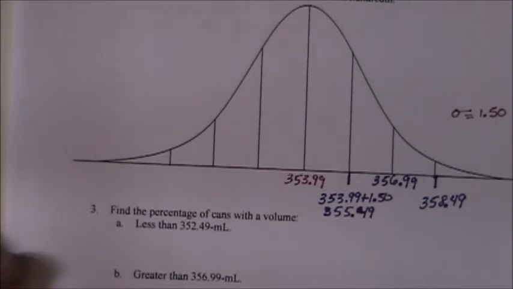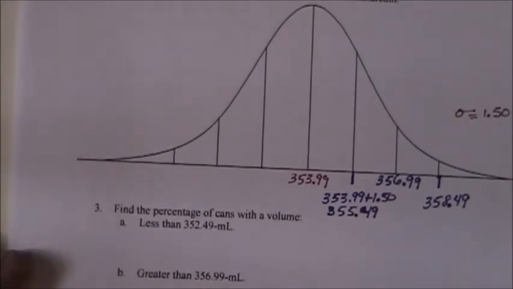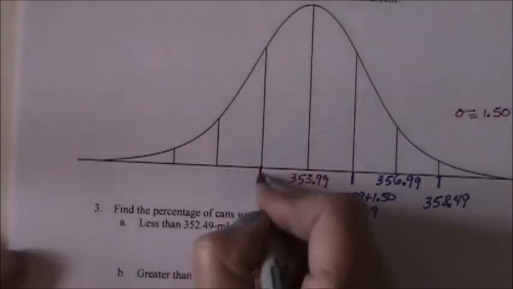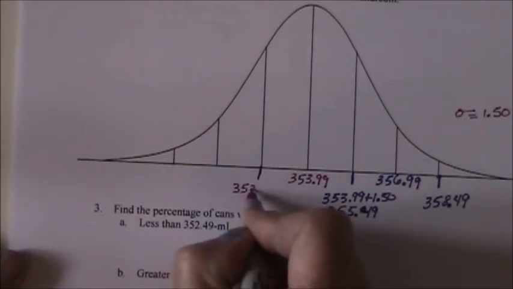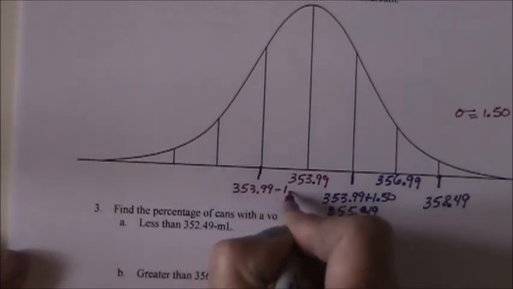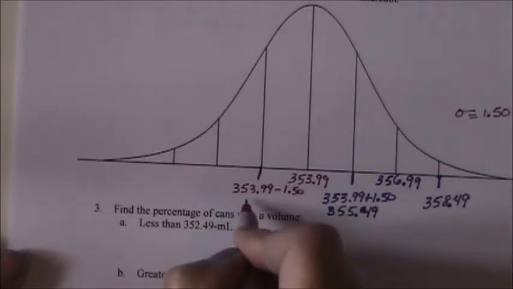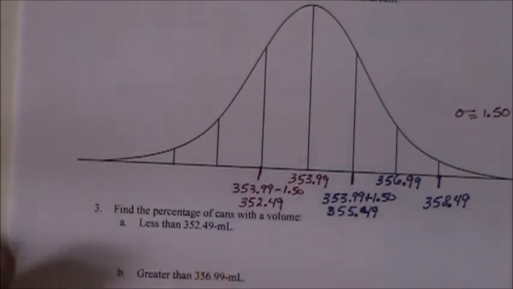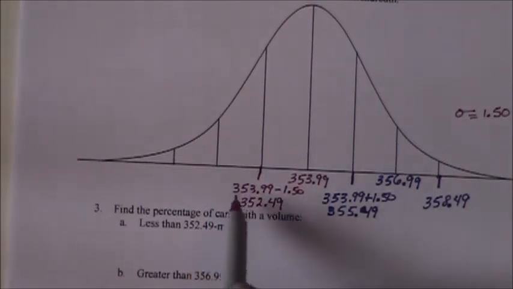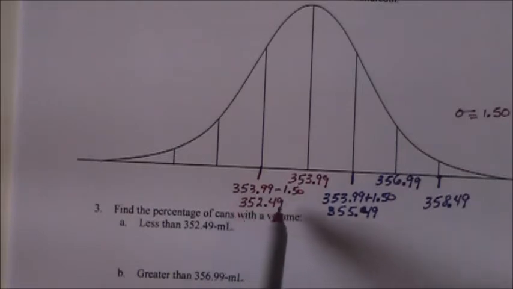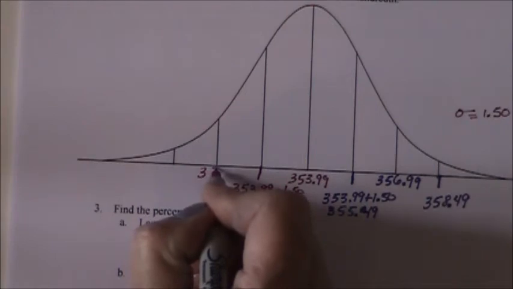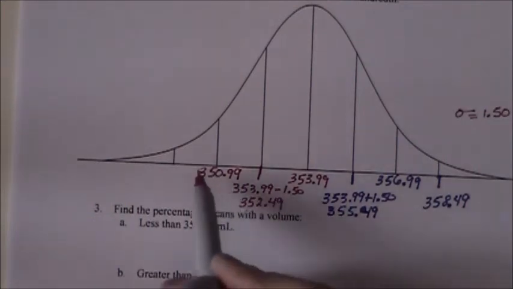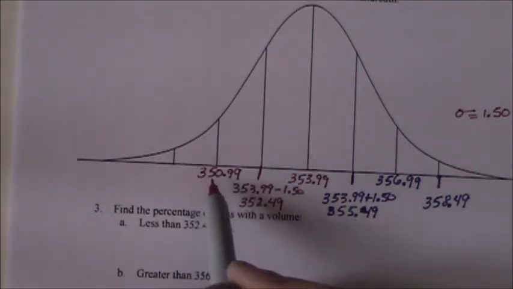In the other direction, we're looking at subtracting our standard deviation. So for our first line here, this one here would be 353.99 minus 1.50, which gets us 352.49. To get our next spot, we're going to take this number, subtract 1.5 from it. When we do that, we get 350.99. And then for our last one, we're taking this, subtracting 1.5 from it, and we get 349.49.